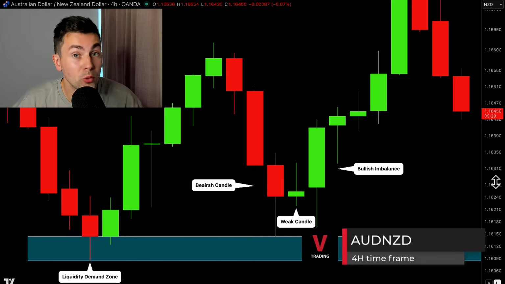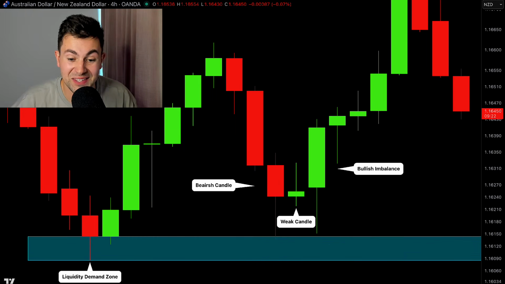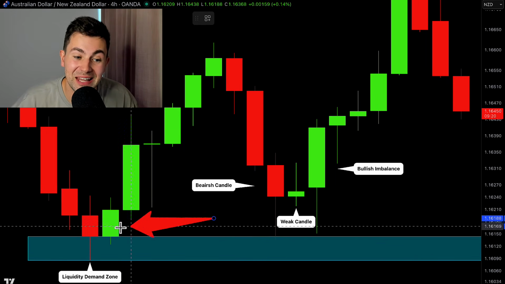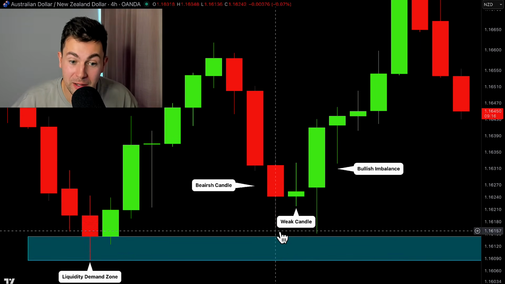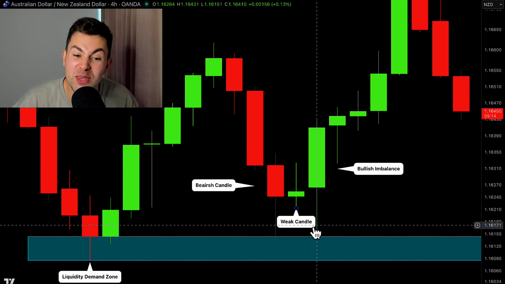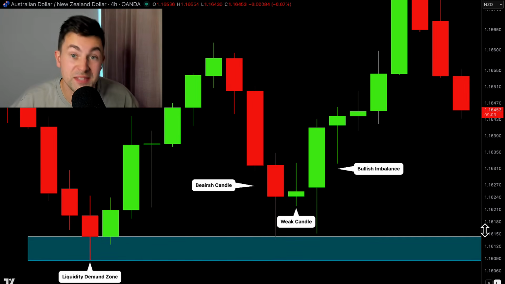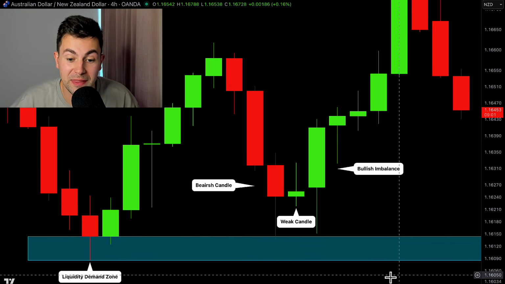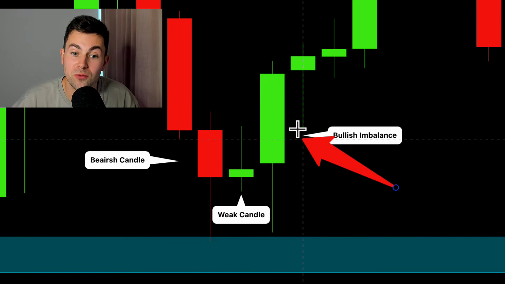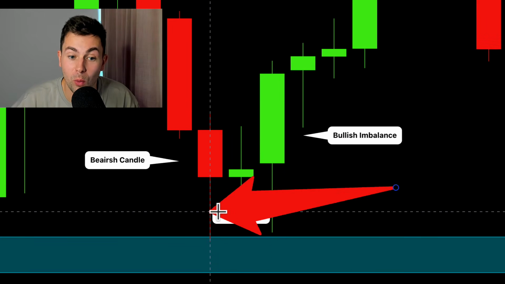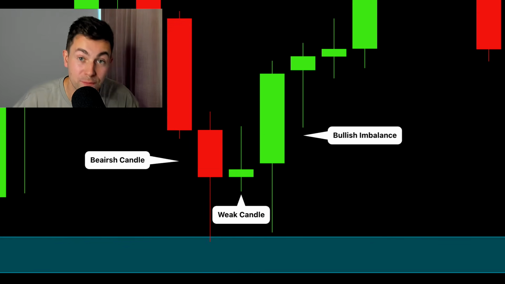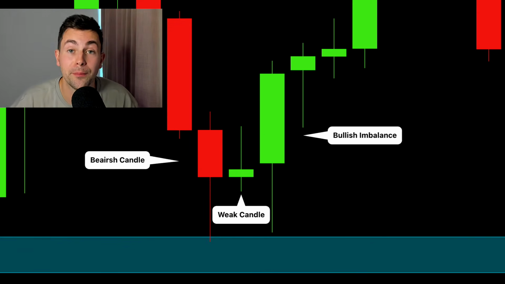Please study this setup on Aussie New Zealand pair on a 4-hour time frame. What is so unique about this bullish imbalance setup is that the market tested a liquidity demand zone with the first candlestick. A wick candle was formed beyond that liquidity zone. Such a pattern is also valid, and the fact that the price formed a strong bullish imbalance candle then engulfing the entire range of this bearish candle confirmed a bullish imbalance and a bullish continuation.